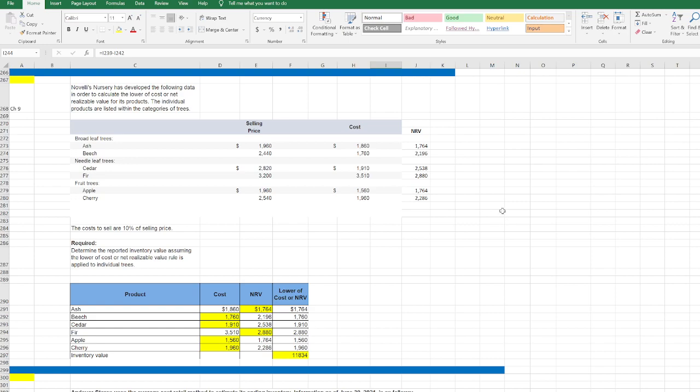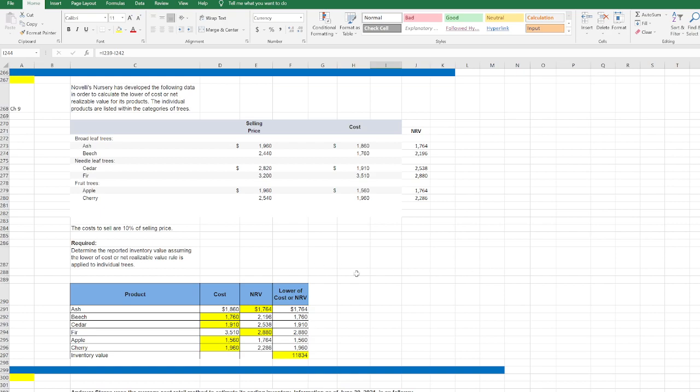So we have Novella's Nursery. Okay, so this is lower of cost or market. This is what this problem is. Basically, when inventory has the cost of the selling price of an item, if that slides below the cost of inventory, then we need to choose that price, and then we need to write down our inventory.